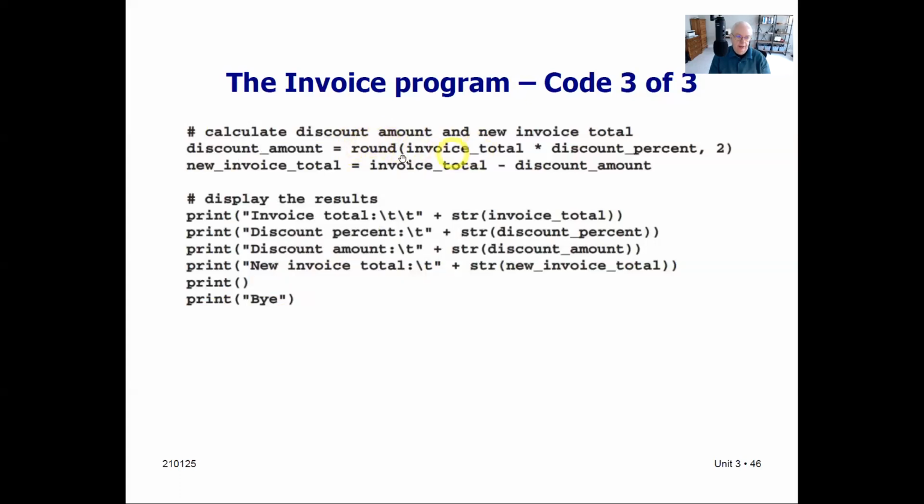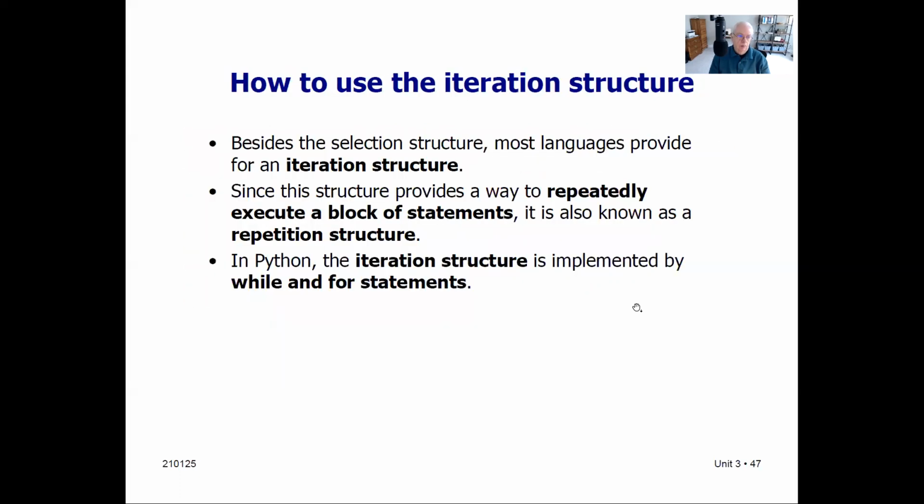So do some simple math here, rounding off the floating point to get it to 2 digits, and also come up with the new invoice total. So invoice total minus the discount amount. Display our results. All this is just print stuff. We know that real well now. We're converting our floating point numbers to strings so that they are nice and pretty on the screen. Blank line, bye. So there you go. That is lab number 2.